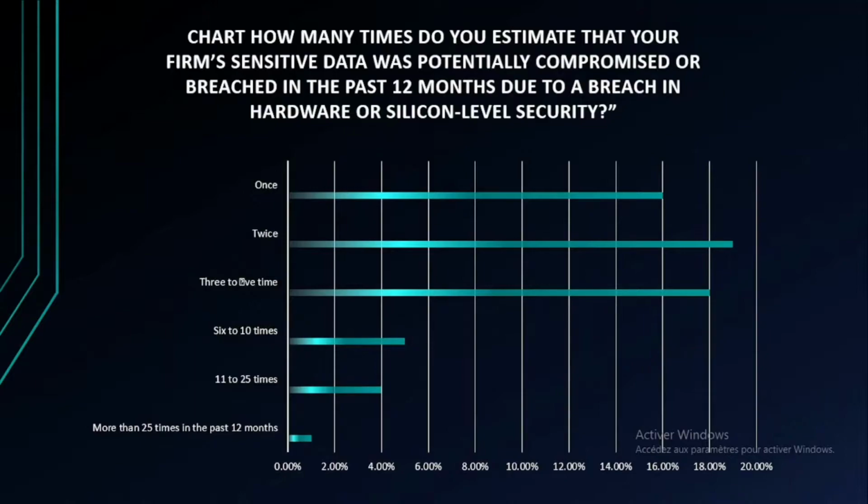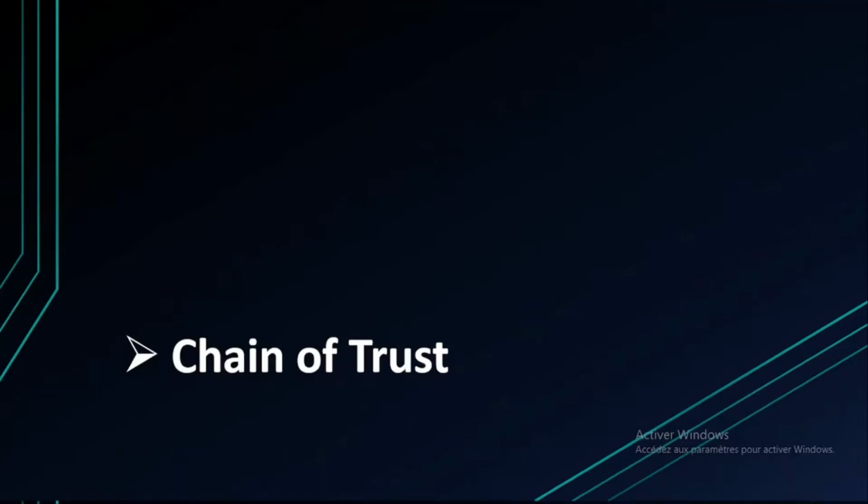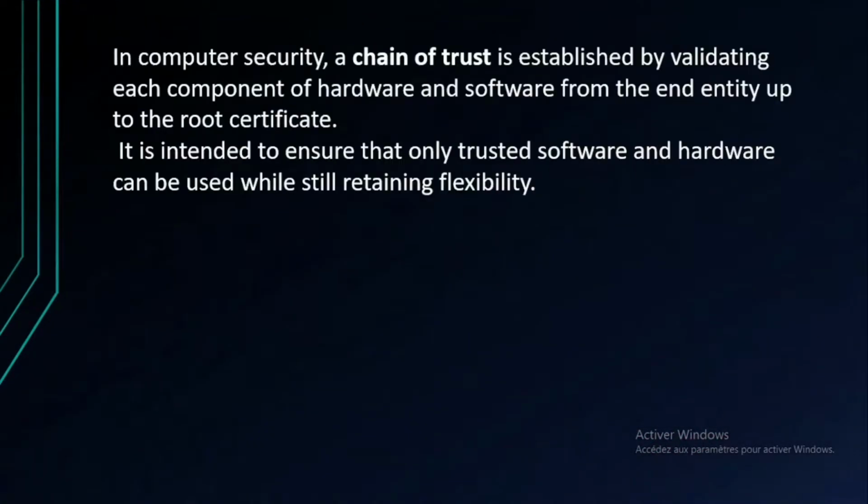To better understand the technicalities of BIOS security, it is better to understand a more abstract concept, the chain of trust. In computer science, a chain of trust is established by validating each component of hardware and software from the end entity up to the root certificate. It is intended to ensure that only trusted software and hardware can be used while still retaining computer flexibility.